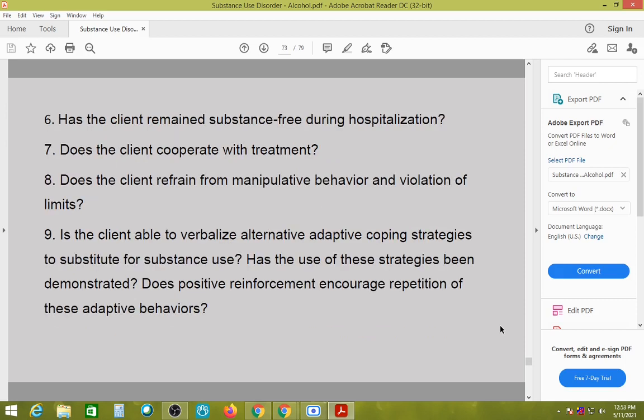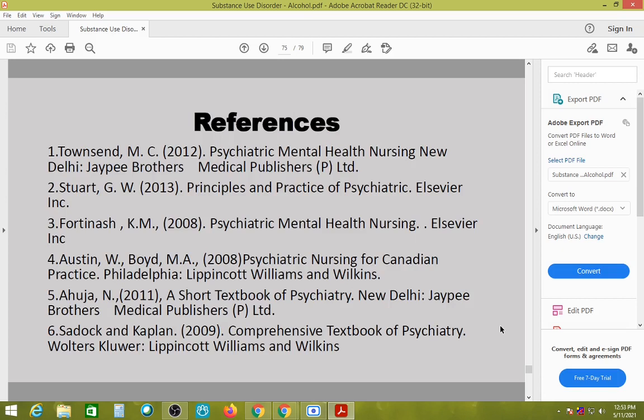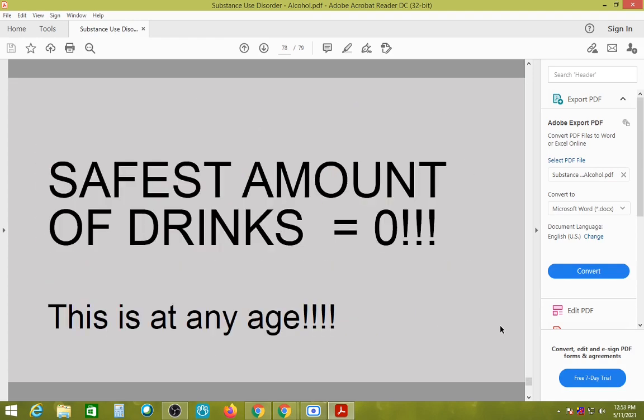So we need to keep evaluating all these questions time and again and discuss the feedback with the client depending on their answers, so that we help them stay motivated, stay sober, and stay substance abuse free. You can refer to Townsend, Stuart, Fortinash, or any of the textbooks. The safest amount of drink is 0, at any age. So with this, I end alcohol.